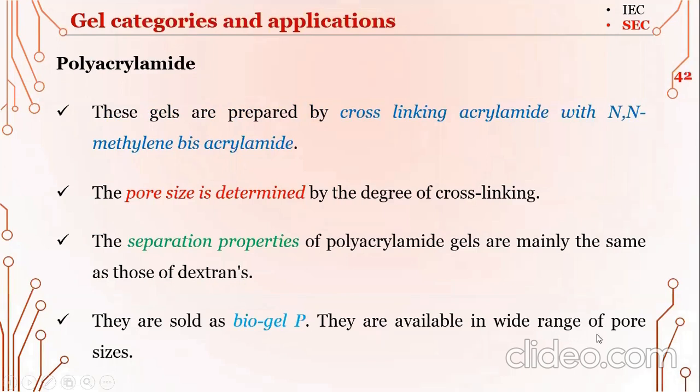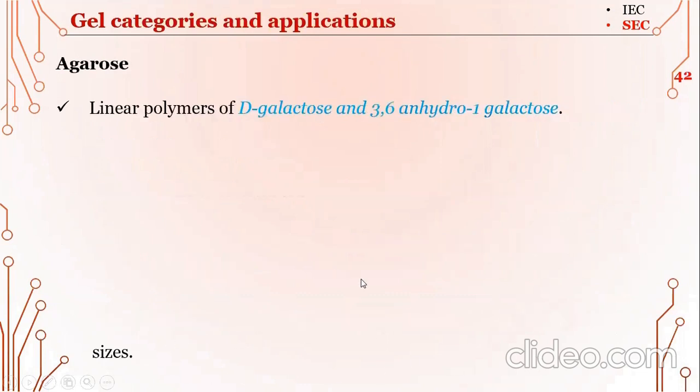So they are available in a wide range of pore size as well. The third category is linear polymers of D-glucose. Agaroses, actually, are linear polymers of D-glucose and 3,6-anhydro-L-galactose.